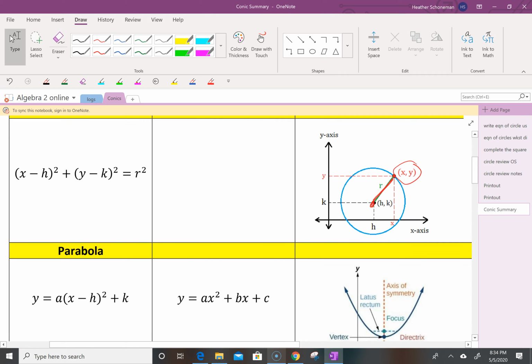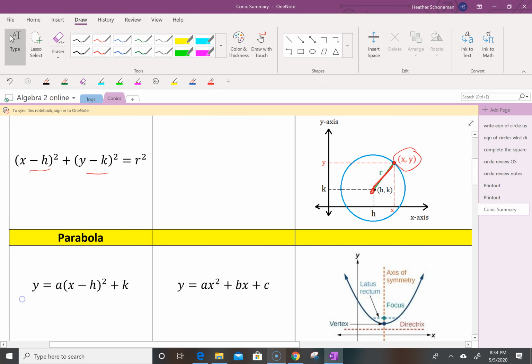So that's a circle, and we notice the center is found by the point (h, k). Now you're going to notice that h and k appear a lot in these. You'll also notice that the highest degree is 2, right?